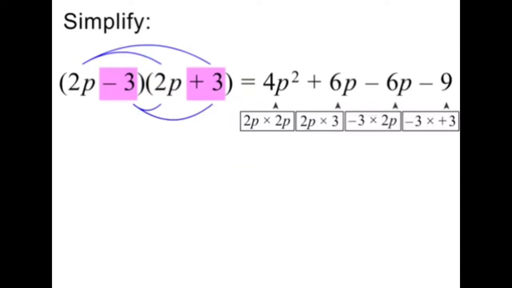And then the last terms. Minus 3 times plus 3 equals minus 9. Are we finished? No, we have like terms. The like terms again cancel out, so we are left with only two terms in the answer, which is what we expected. Please pause to check my working.